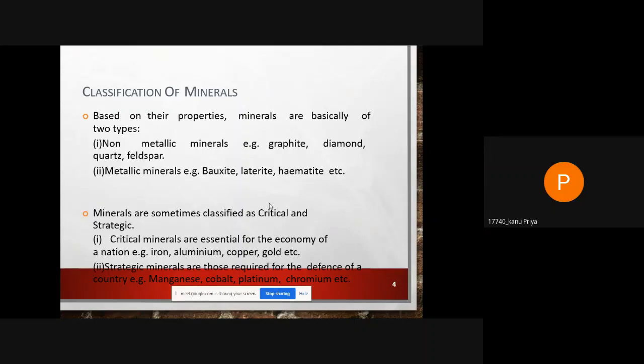Critical minerals are essential for the economy of the nation. Example: iron, aluminium, copper, gold, etc. Strategic minerals are those which are required for the defense of the country, like manganese, cobalt, platinum, chromium, etc.